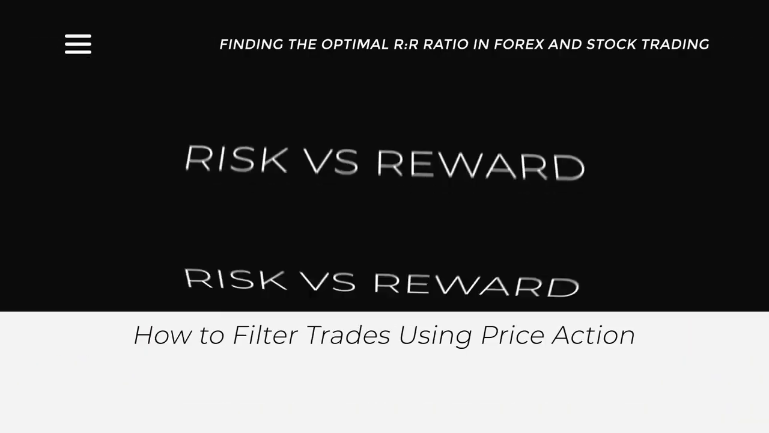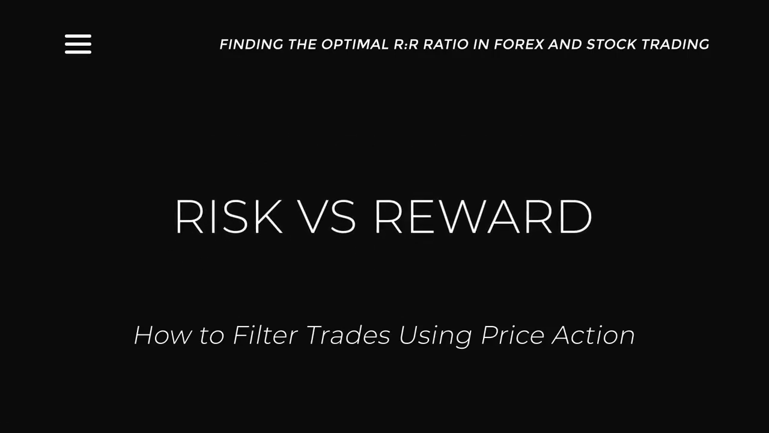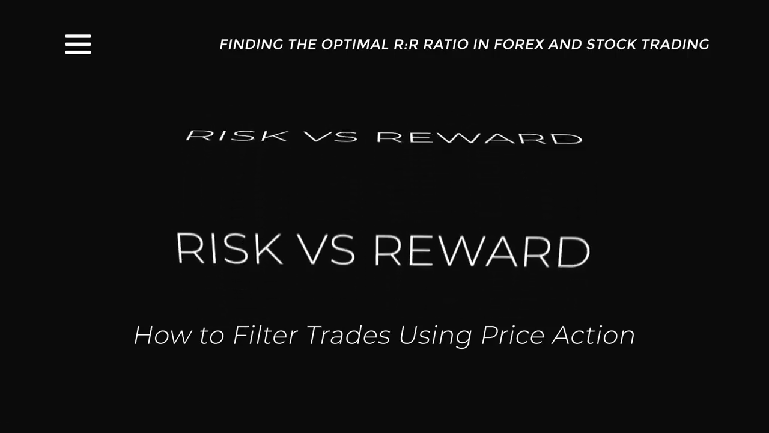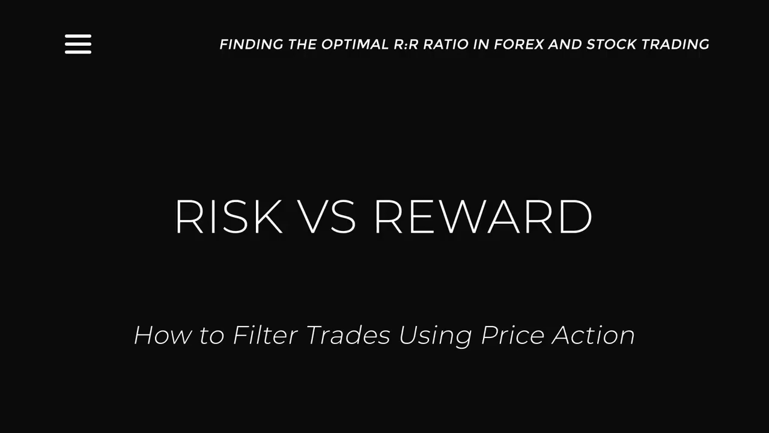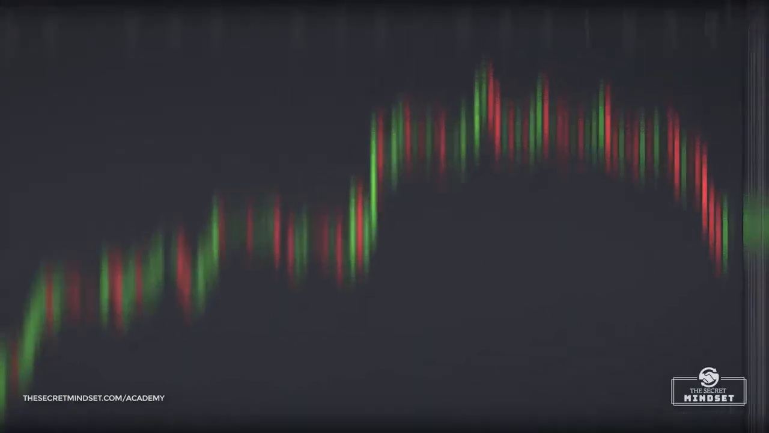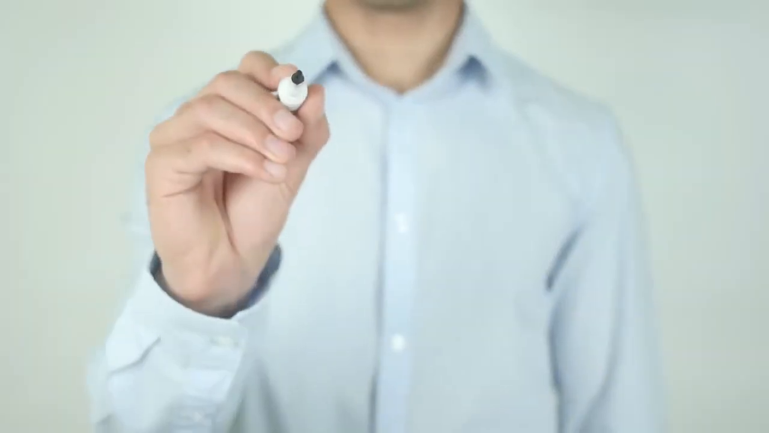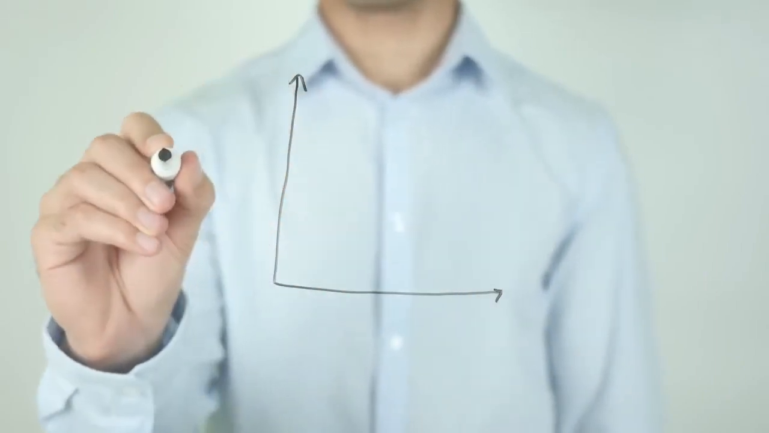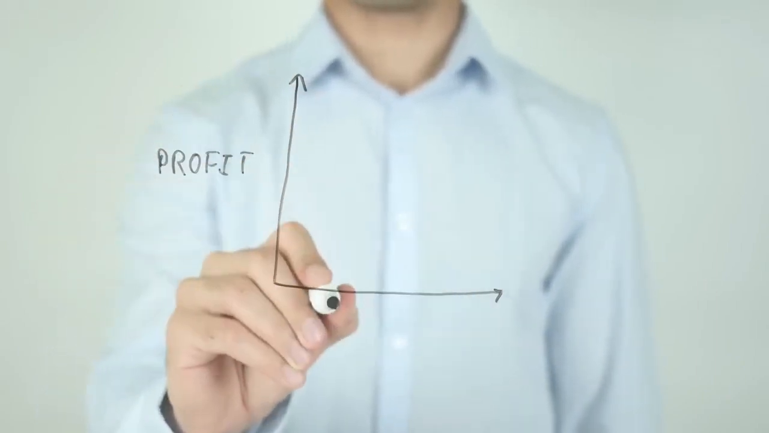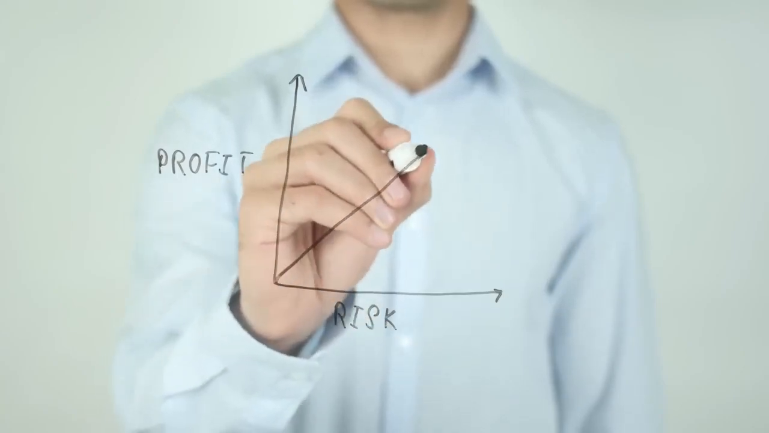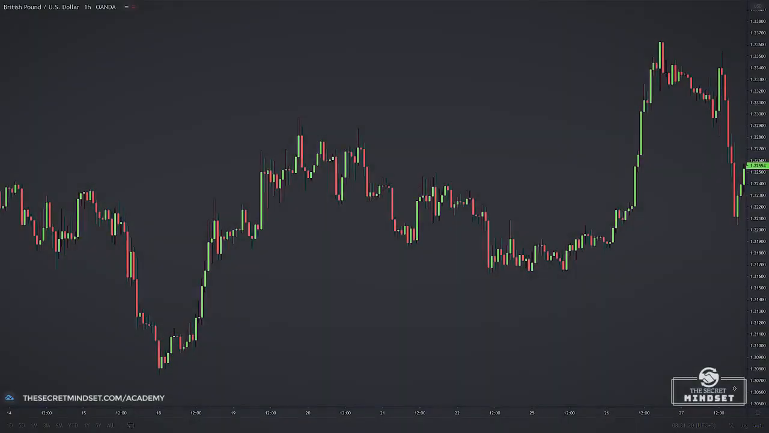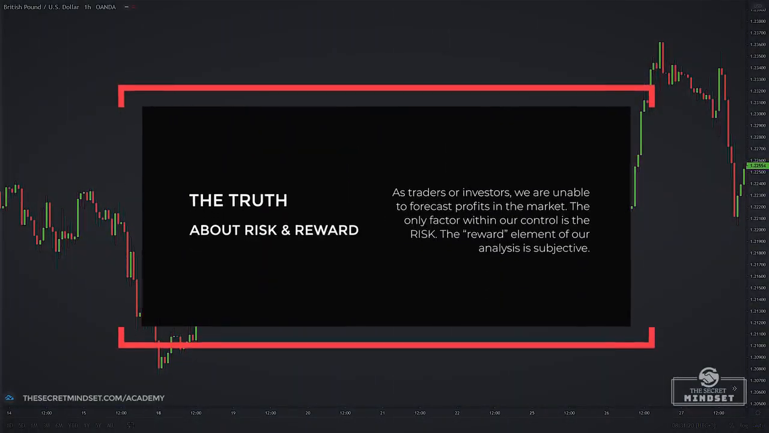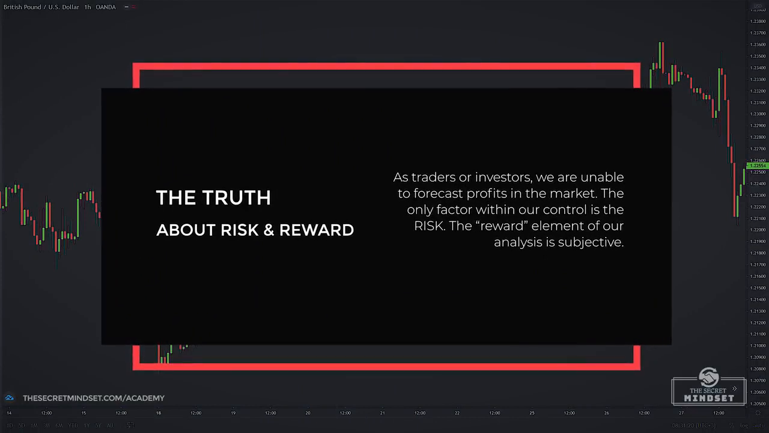In today's video, I will share how I filter my trades based on risk and reward using price action so that you can protect and gradually increase your trading account. It is fairly common to see traders often complicating the perspective of risk and reward, leading to complex and often bad decision making in their trading. A primary reason has to do with the subjective nature of the reward element of the analysis. So let's discuss each of them.